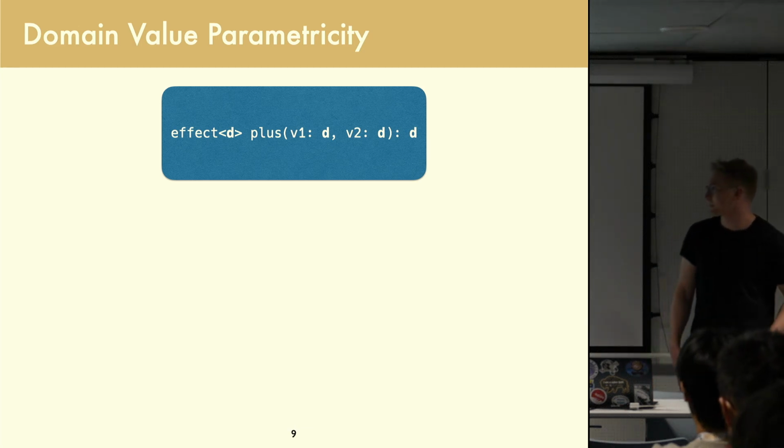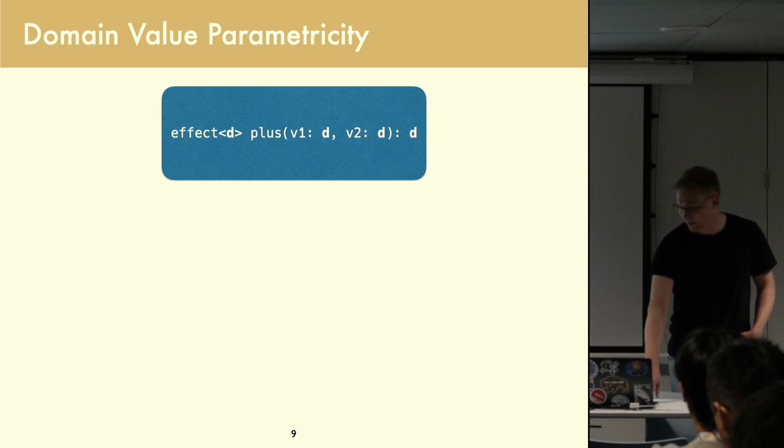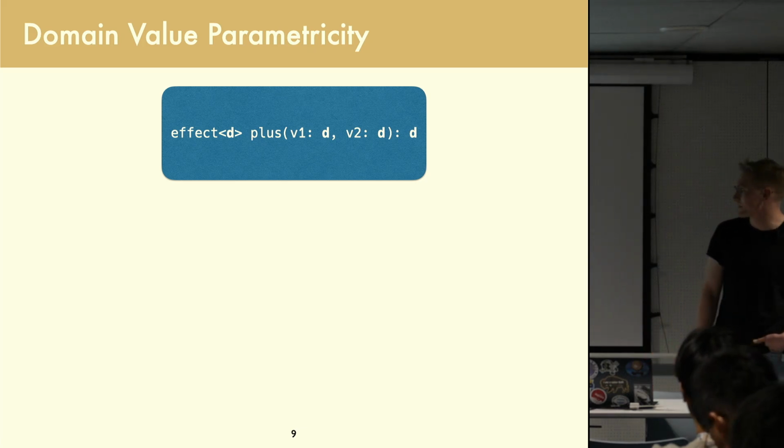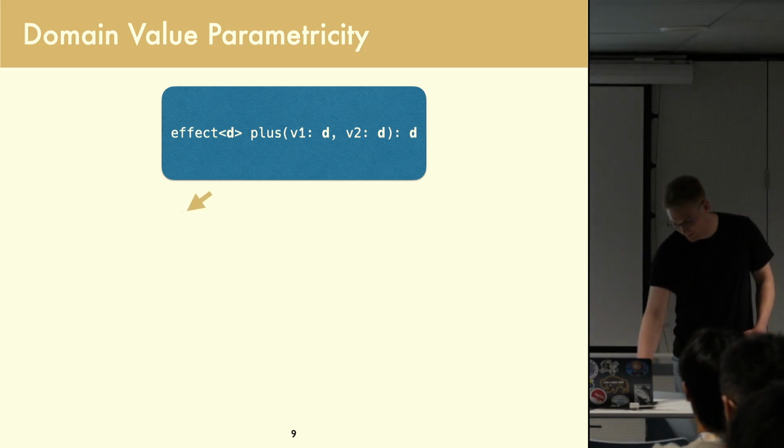The first step is this domain value parametricity. Here, instead of using type classes, we leverage effects. For plus, we can see we have some generic domain D, and we know that we get two values in this domain and then produce a value in this domain.